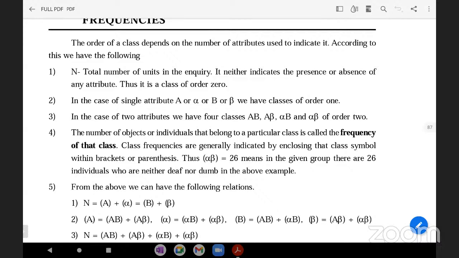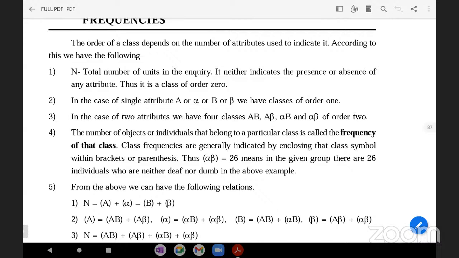With 2 attributes, we can get 4 classes. What are they? AB is one possibility, A beta is one possibility, alpha beta and alpha B. These are the second order, the two-order attributes. We can divide them like this only.